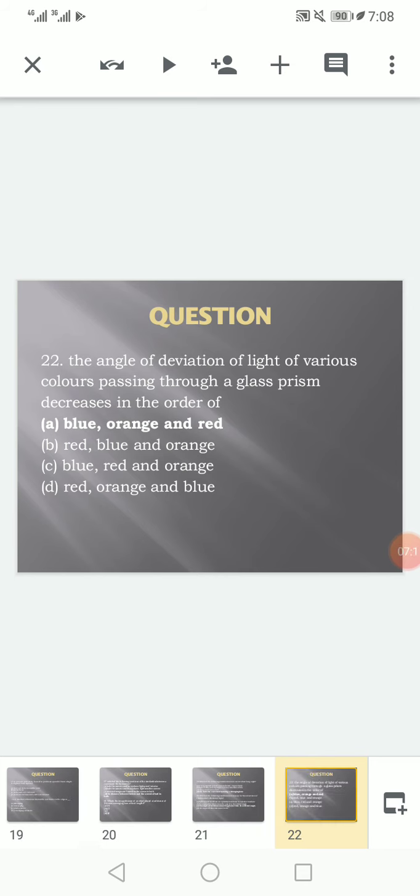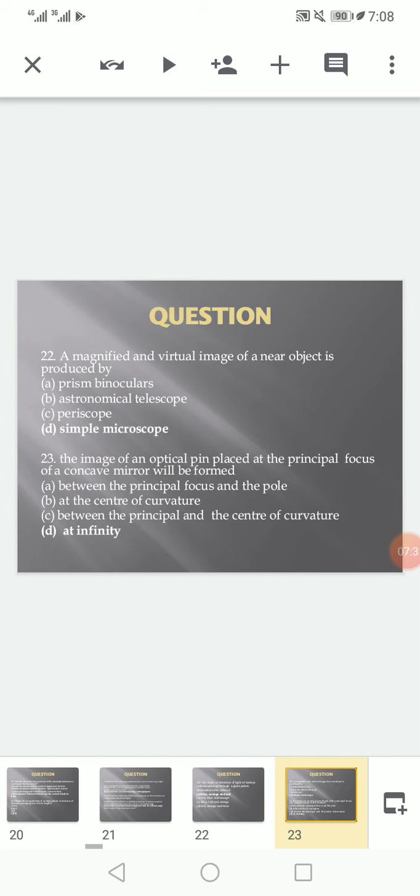The angle of deviation of light of various colors passing through a glass prism decreases in the order of blue, orange, and red. Question 22. A magnified virtual image of a near object is produced by a simple microscope. That's what a simple microscope does.